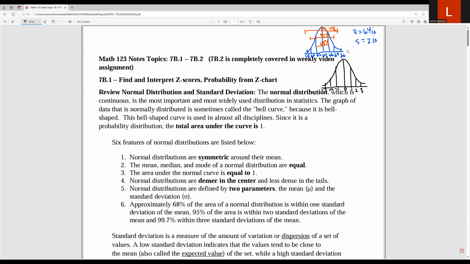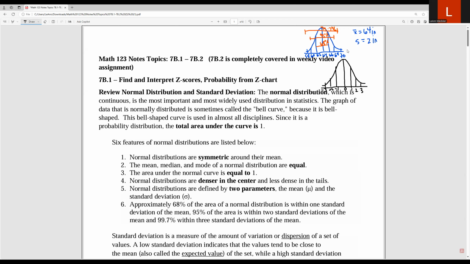Okay. So the normal distribution, which we said was continuous, is the most important and widely used distribution in statistics. It's bell curve shaped. This is all stuff we learned in 7A4. The total area under the curve is 1. It's symmetric around its mean, which we also learned the mean is also the median and the mode. The area under the curve is equal to 1.